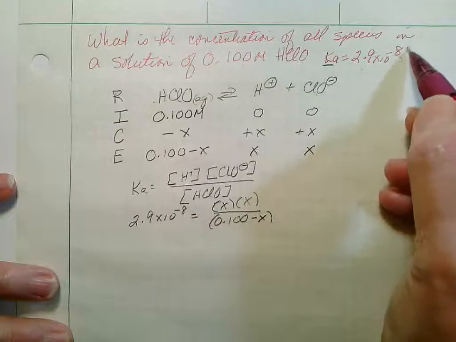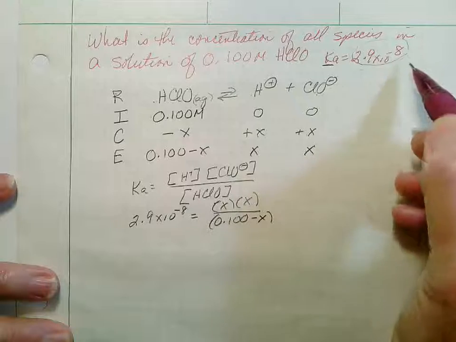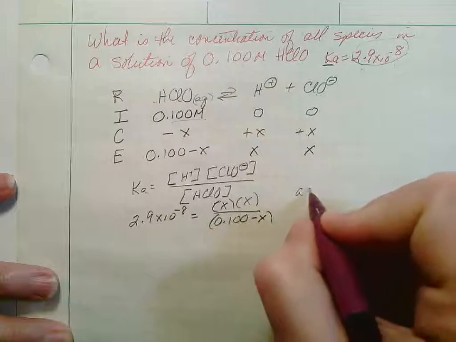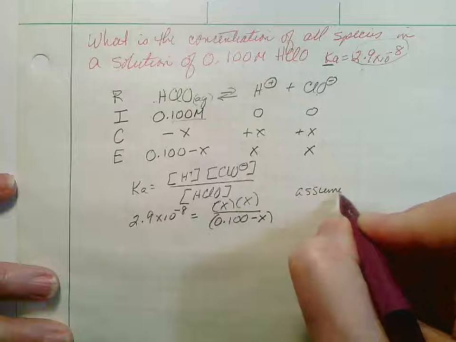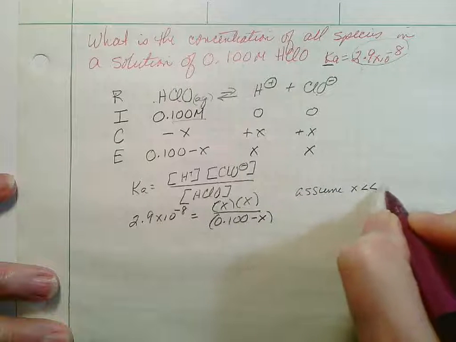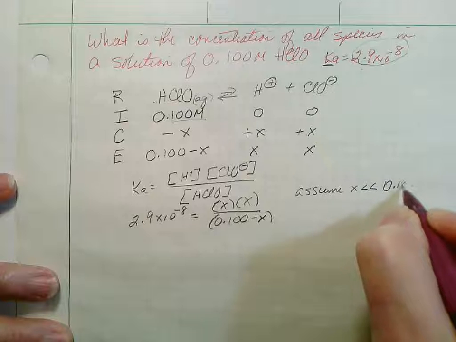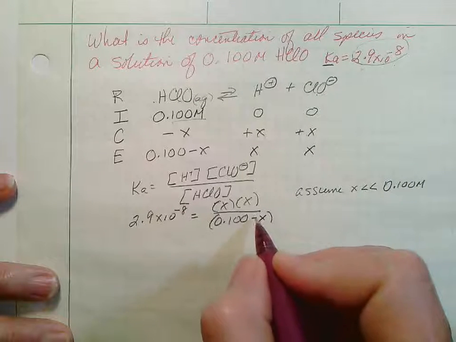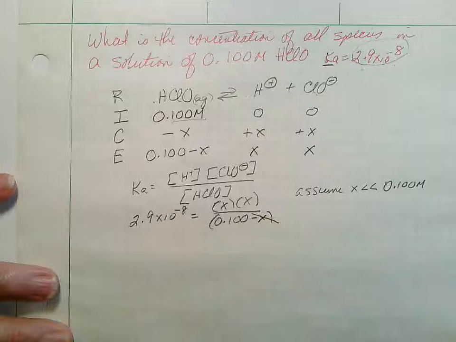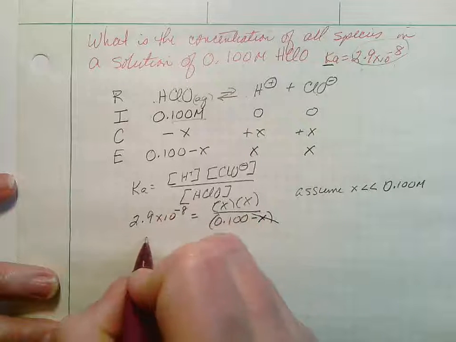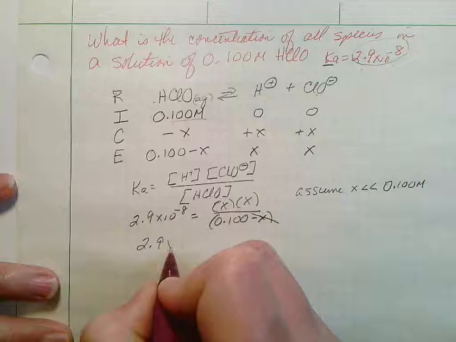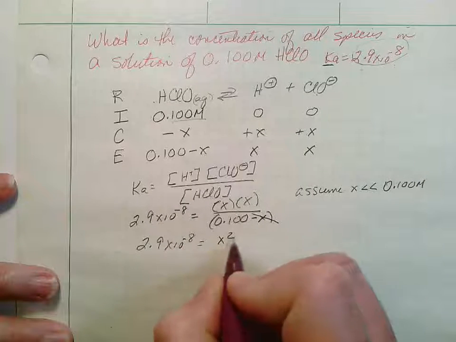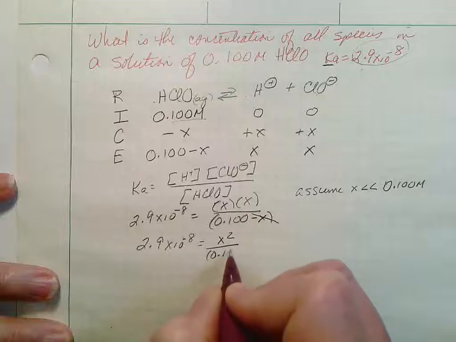Fortunately, this number is very, very small compared to this number, so I can assume that X is much, much smaller than 0.100 molar. So that means I can get rid of that term. So I get that 2.9 times 10 to the negative 8th equals X squared over 0.100.